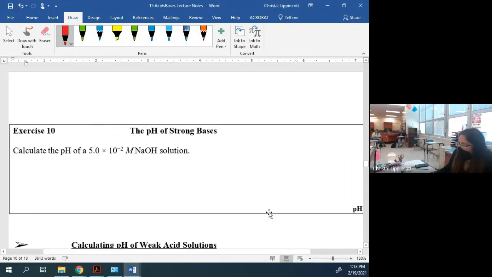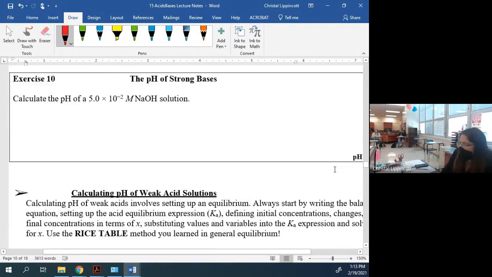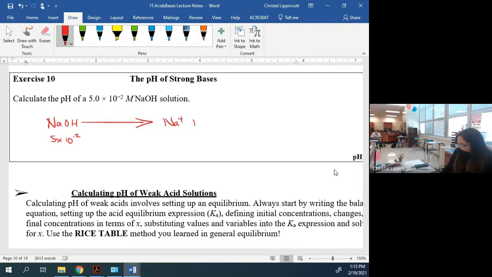So the same idea holds true here when we're dealing with strong bases. When we take this NaOH, all of this amount, so 5 times 10 to the negative 2, all of that amount is going to go over here and become ions. So all of that is going to change, where we don't have any of this left. We started with 0 of these. This is going to become 5 times 10 to the minus 2 and 5 times 10 to the minus 2.